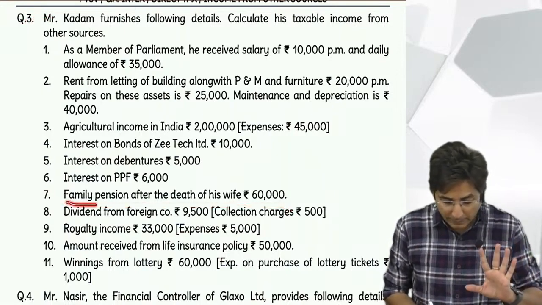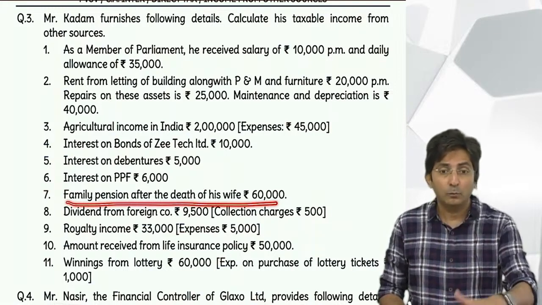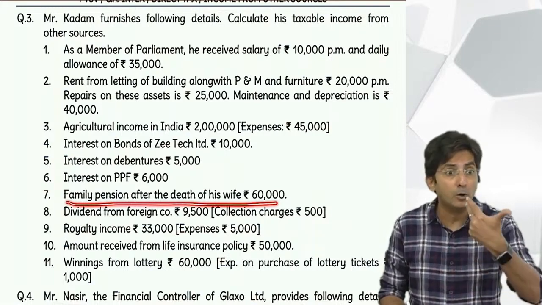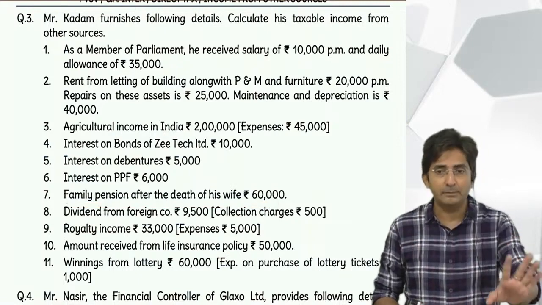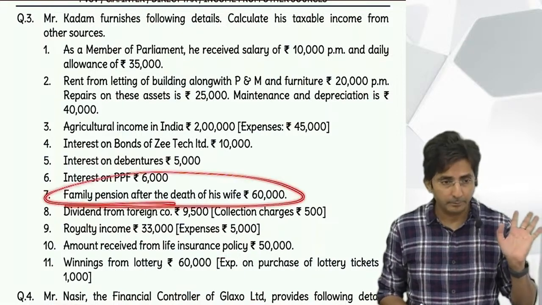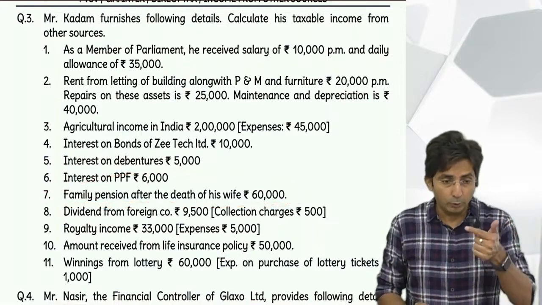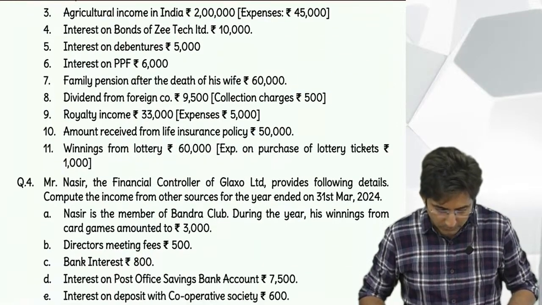Because in this question this family pension will come. Once you see family pension, by default you have to take standard deduction, 1/3 or 15,000, whichever is less. Remember or not? Yes, if it is an army employee, then it is fully exempt under section 10(19). But this is not a case of army, it is a normal employee. So there you have to use that formula. So this question 3, 4.